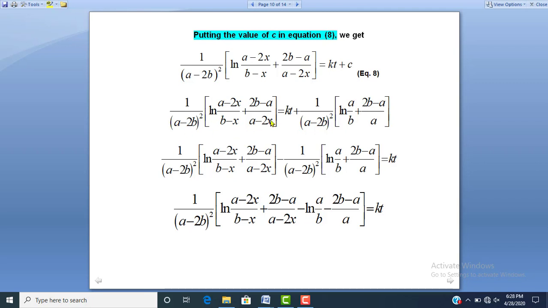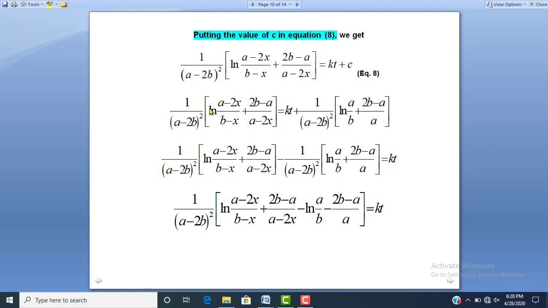If you see, the right hand side of equation number 8 is the same, and on the left hand side where the value of c has been written, this value of c is 1 over a minus 2b square into log natural a over b plus 2b minus a over a. So in the next step, we subtracted this value of c on the left hand side. So here is the value of kt.